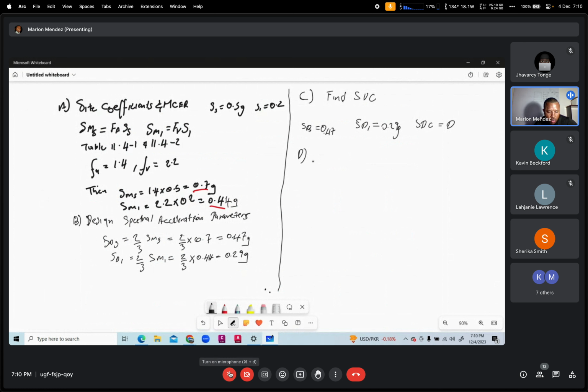So now what is important to find, after you have found that, is the seismic base shear, which is V actually. And for the seismic base shear, we know that the formula is the seismic response coefficient, CS, times W.